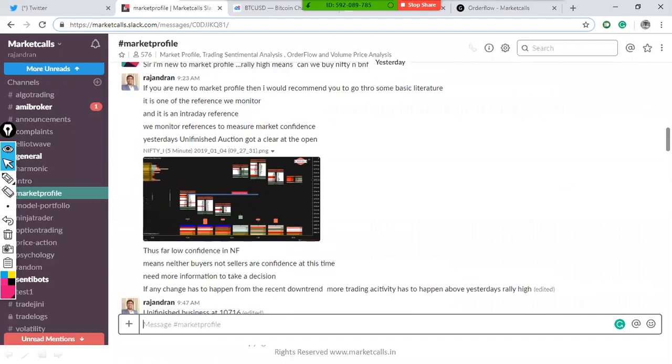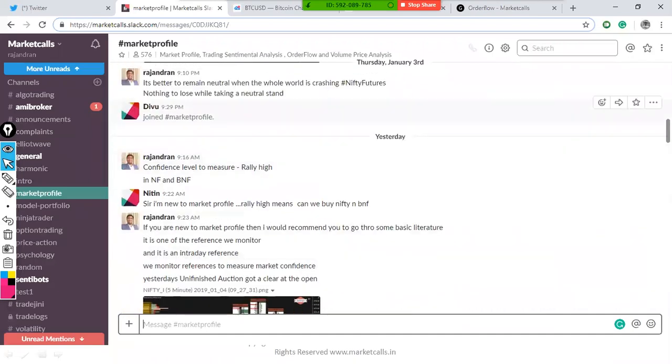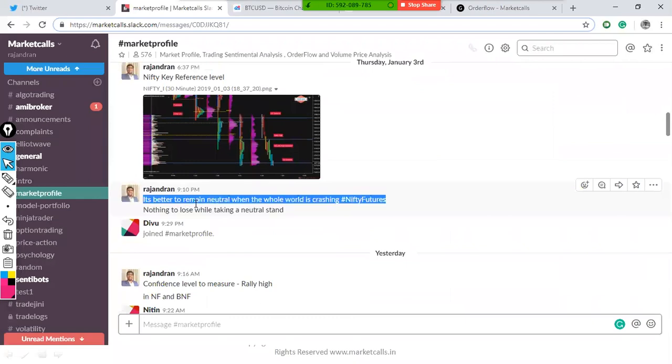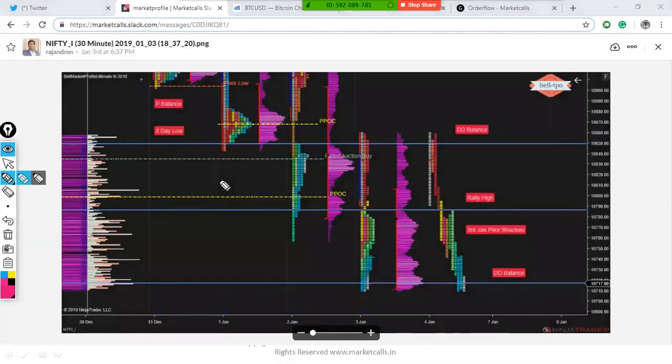So when we see an anomaly on the second, this is yesterday's activity, but this is the previous day's activity. So that is one of the reasons we say it's better to remain neutral when the whole world is crashing. Nothing to lose when you're taking a neutral stand. It is because there is an anomaly. There are 6 anomalies, which means markets are getting more and more emotional. That is why we call Jan 3rd a poor structure. Poor structures are like gaps in between the buildings. When you find more and more gaps, markets often go and repair them back, right?